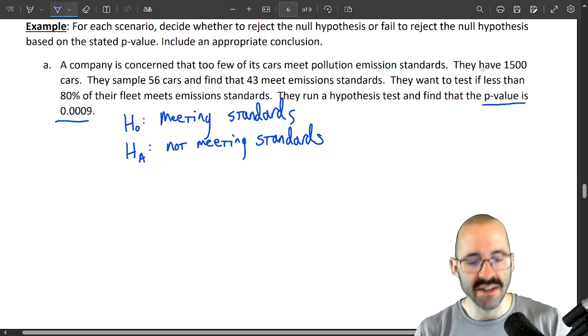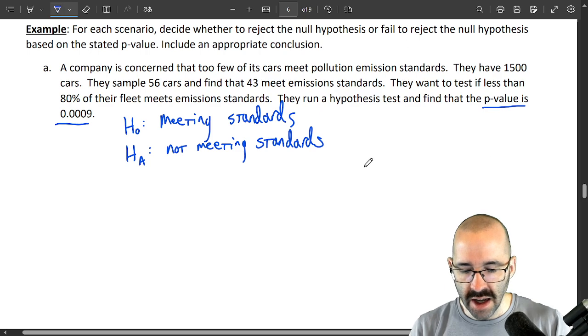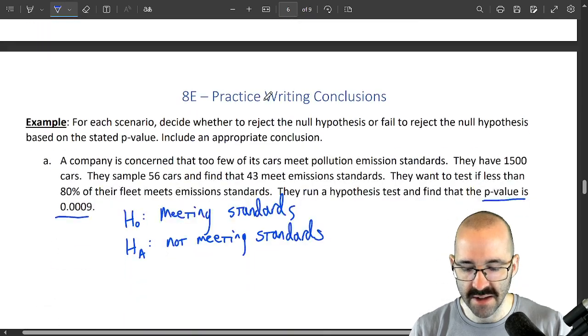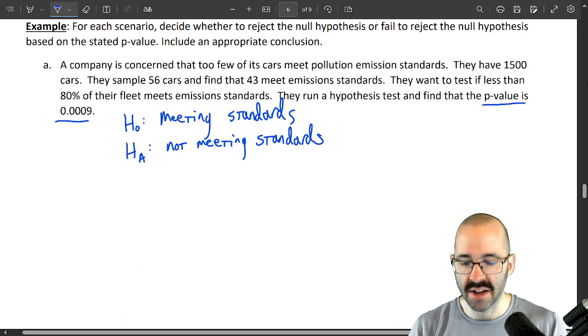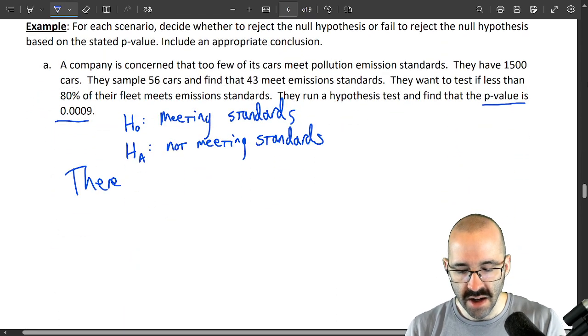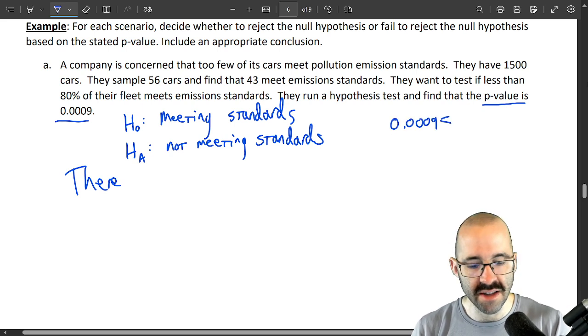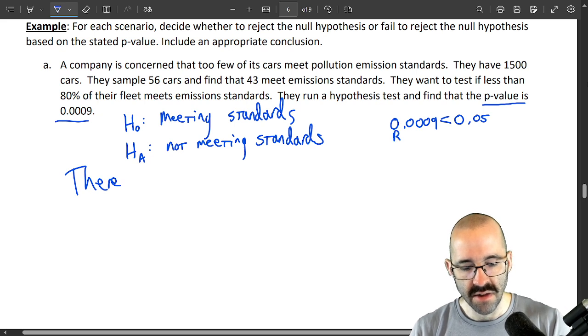But to put that in the context of this framework: if the p-value is small, we're going to reject the null hypothesis. And that's going to look like there's enough evidence to say the alternative hypothesis. So what does that look like for this? Again, the p-value is less than our common significance level of 0.05. So technically, what we're doing is rejecting the null.